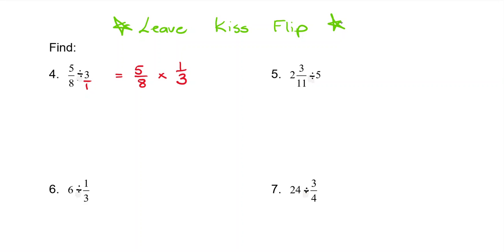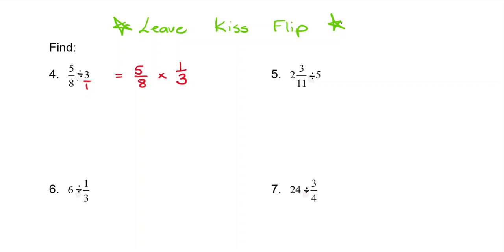Kiss means the divide turns into a time. When you're doing cards to your grandparents, you do little kisses and hugs. That kisses are the X's, right? So time signs look like kisses, all right? That's the kiss, okay? And then the flip means you're flipping only the second fraction upside down.